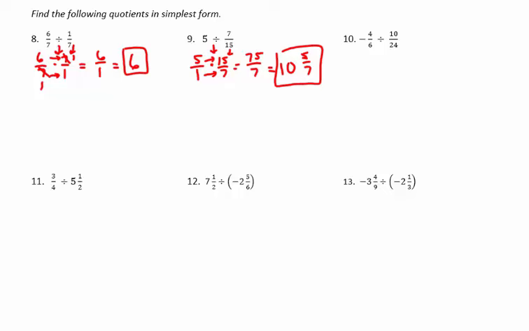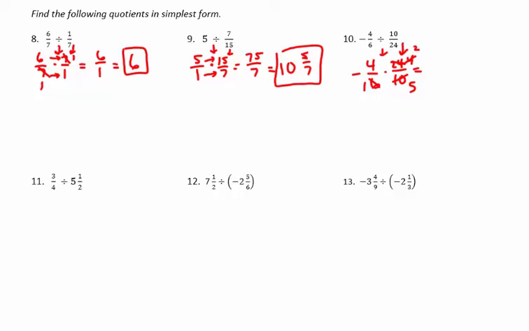Number 10, I leave the first fraction alone, -4/6, change it to multiplication, and I flip the fraction after it to 24/10. This I can reduce. The 6 and the 24 are diagonal to each other, so I can take a 6 out of each of those. That makes it a 1 on the bottom, and on top, 24 divided by 6 is 4. The 4 and the 10 up and down I can reduce. They each have a 2 in common, so this will be a 2 and a 5. And I get to the point where now I can't reduce anymore.